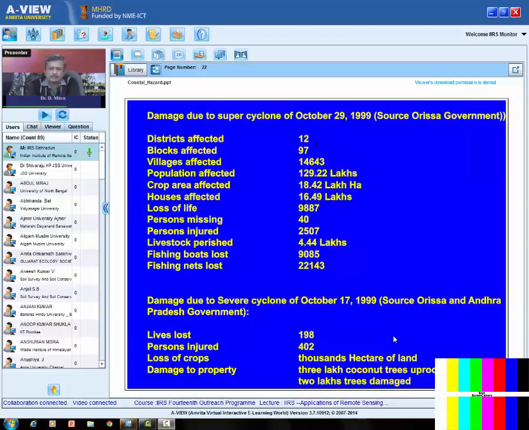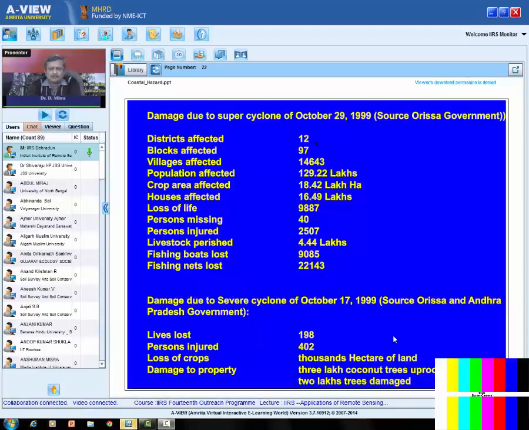As per the source of the Orissa government, there was a huge devastation, but though it is a government source, maybe the real scenario is much higher than this. Around 10,000 people lost their lives, around 15,000 villages were affected. You can see around 130 lakhs, so more than a crore of people affected. So much crop area and so many houses were affected, and around 10,000 fishing boats and fishing nets were lost. So these are huge losses to the entire nation because of this super cyclone.